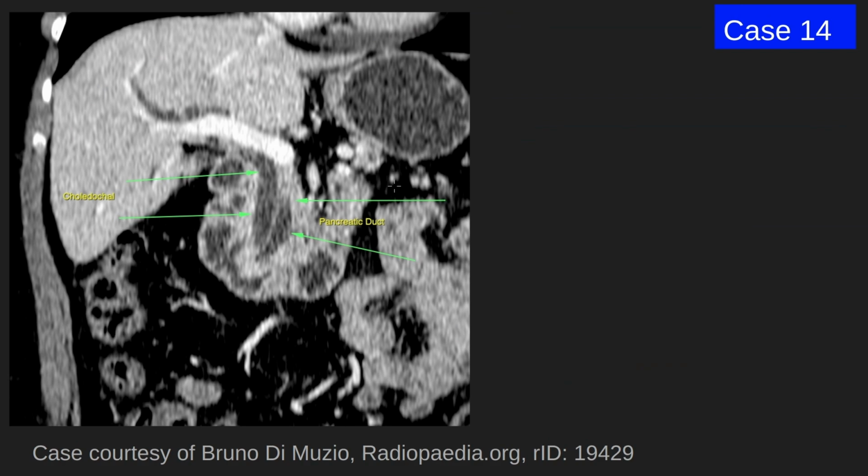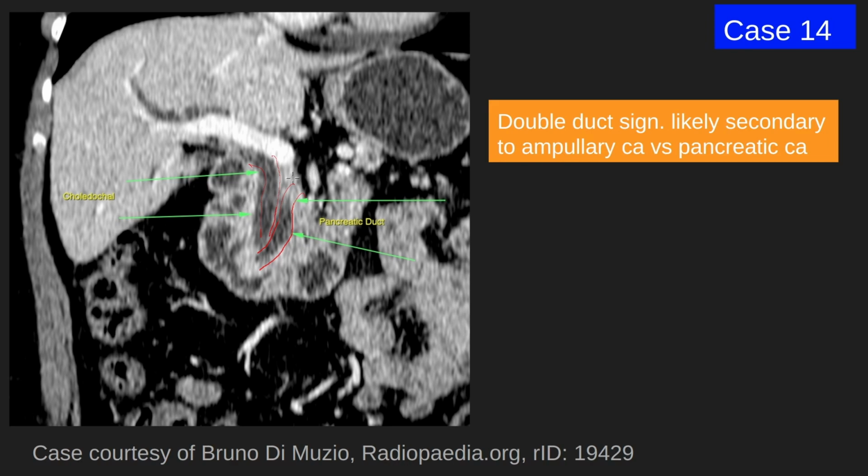Last case, number 14. So this patient presents with abdominal pain, and this is a coronal CT of the upper abdomen after administration of IV contrast. And the interesting thing here is we see this dilated CBD, and right next to the dilated CBD, there's another tube. This is the main pancreatic duct that is dilated. So this is called a double duct sign, and this is suggestive of an obstructing mass lesion at the level of the ampulla. So that mass lesion can be a periampullary carcinoma or a pancreatic carcinoma.